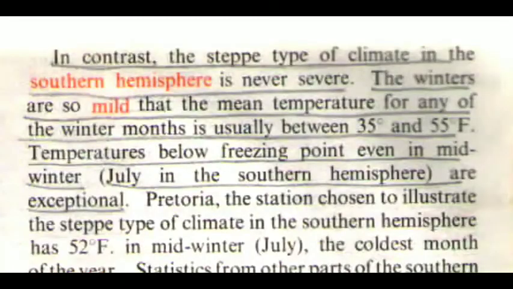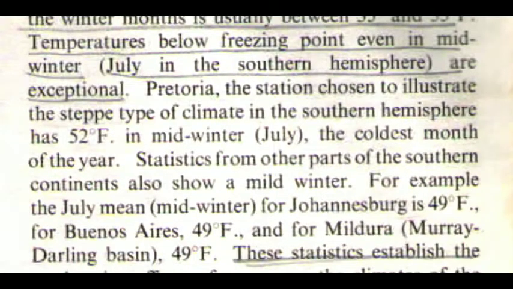In contrast, the steppe type of climate in the southern hemisphere is never severe. The winters are so mild that the mean temperature for any of the winter months is usually between 35 degrees and 55 degrees Fahrenheit. Temperatures below freezing point even in midwinter, July in the southern hemisphere, are exceptional. Pretoria, the station chosen to illustrate the steppe type of climate in the southern hemisphere, has 52 degrees Fahrenheit in midwinter July, the coldest month of the year.